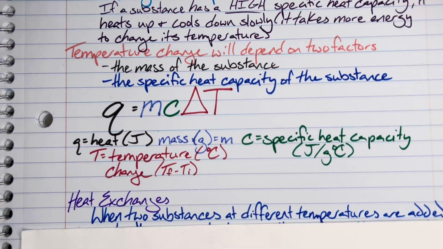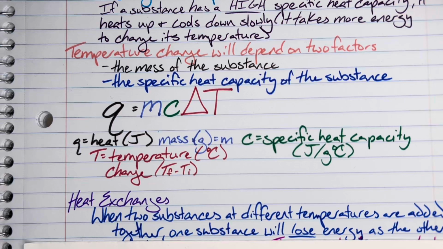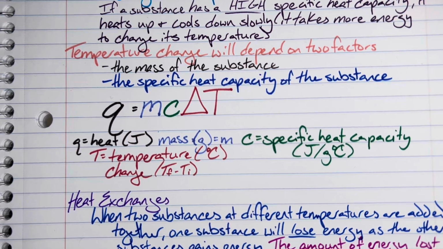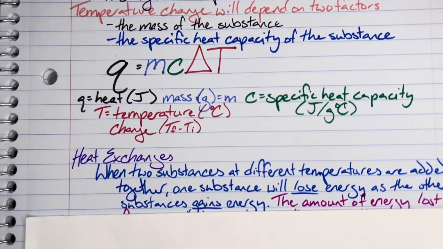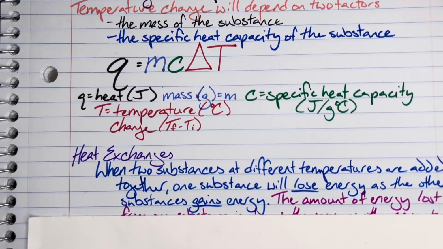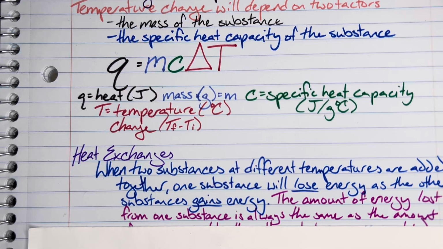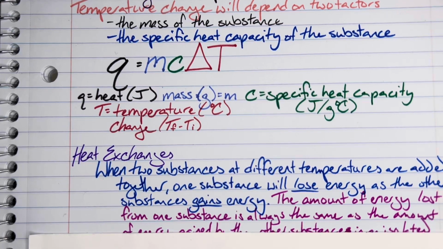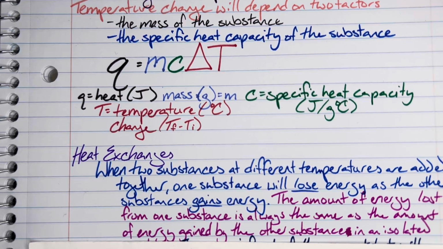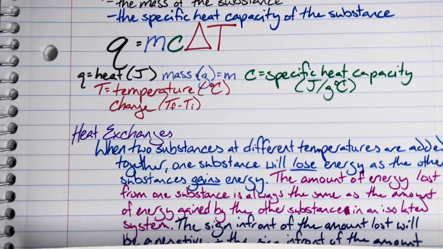For heat exchanges, when 2 substances of different temperatures are added together, one substance is going to lose energy as the other substance gains that same amount of energy. So the amount of energy lost from one substance will always be the same as the amount of energy gained by the other substance when we're dealing in an isolated system.